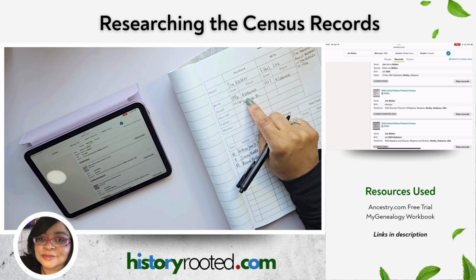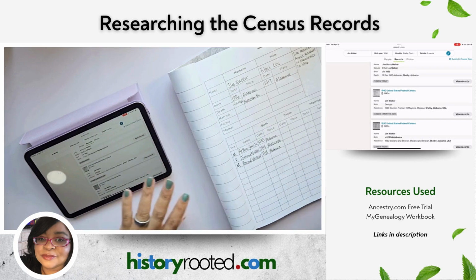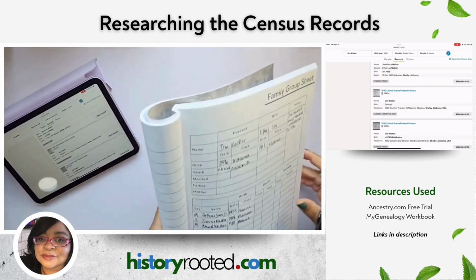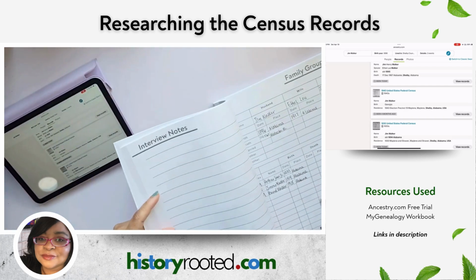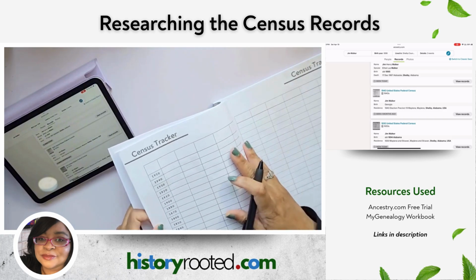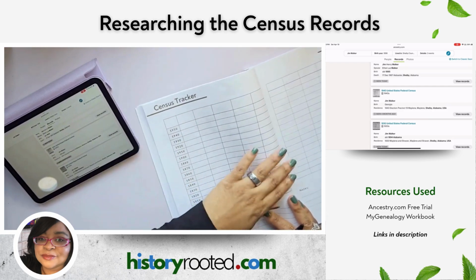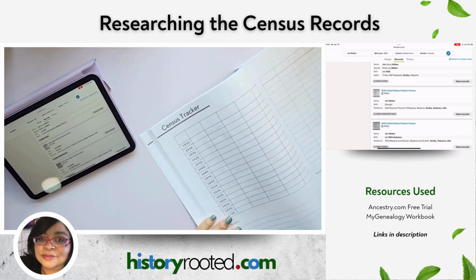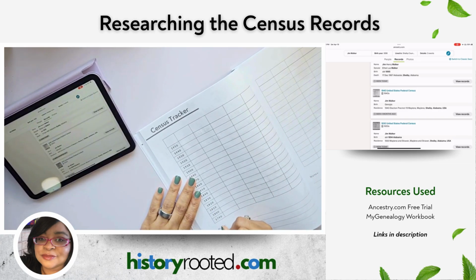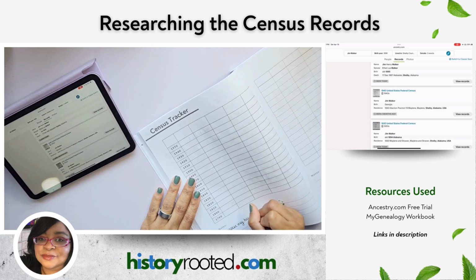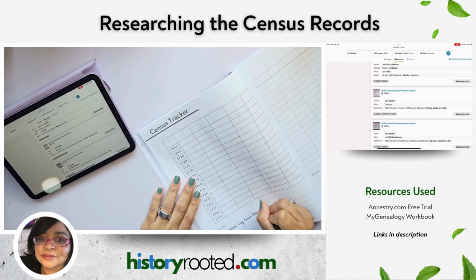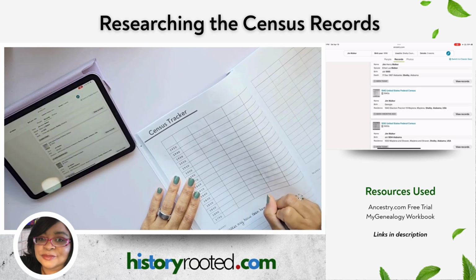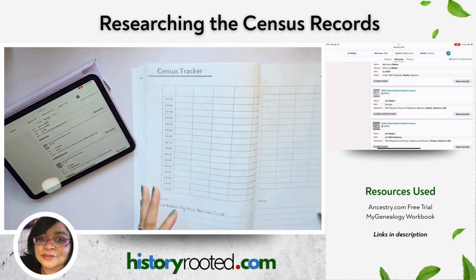So as I continue to do some research, I am going to keep note of that. So I'm going to go to my notes page, down here on the census tracker, which we're going to look at today. And I am going to put just a note that says he may have been born in Georgia. So this is the good thing about using a workbook, because all of your notes are in one place, you guys.